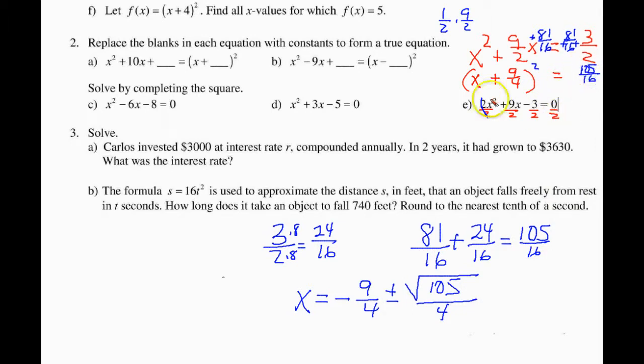105/16. I then take the square root of this side, which gives me this, plus or minus the square root of that. Now, 16 is a perfect square, so that's going to give me 4 in the denominator, and in the numerator, 105, which I take the square root of, of course. I take my positive 9/4, bring it over as a negative 9/4, and there's the answer.